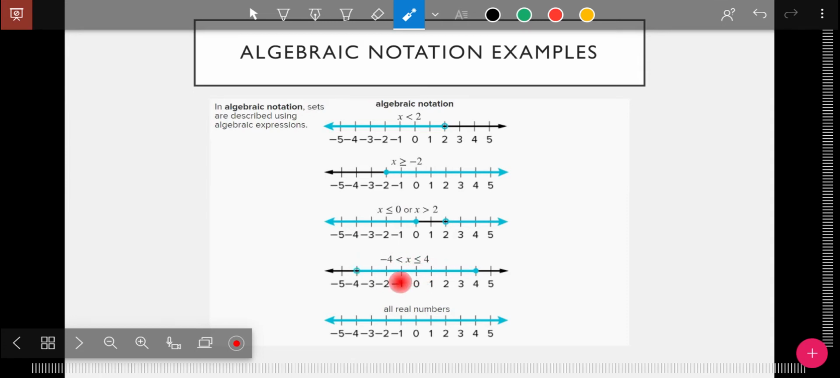But once you get used to writing the x in between, it makes those less than and greater than signs a little bit easier. And then all real numbers. And again, we said you could use the double bar R there.